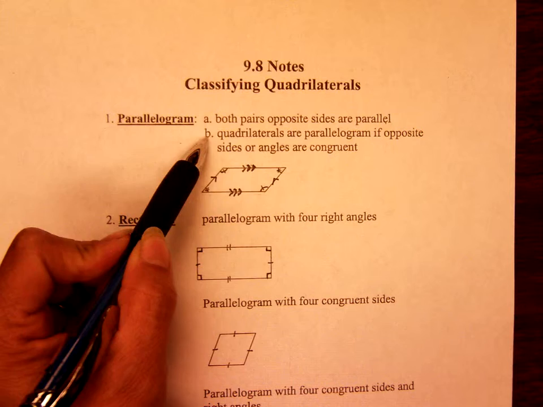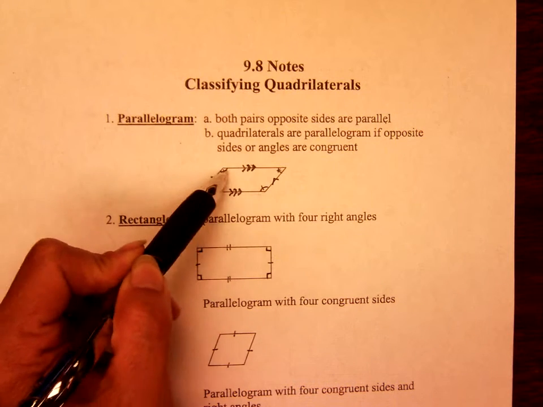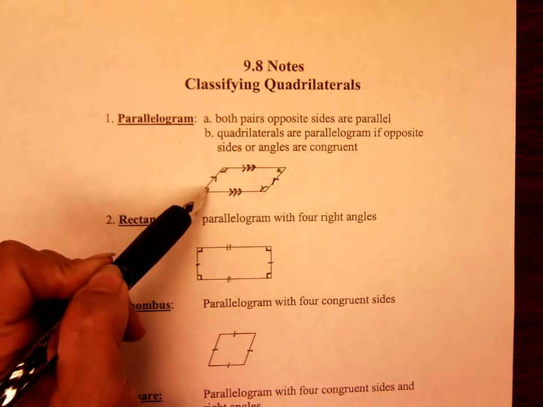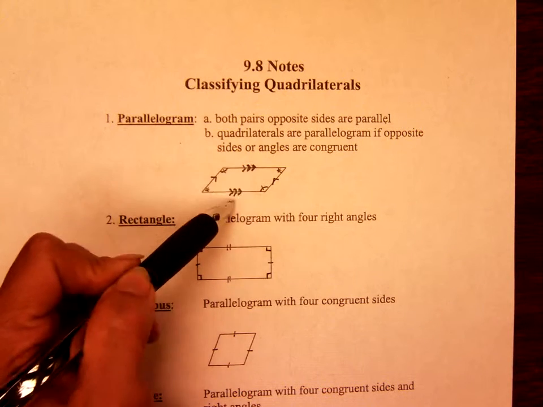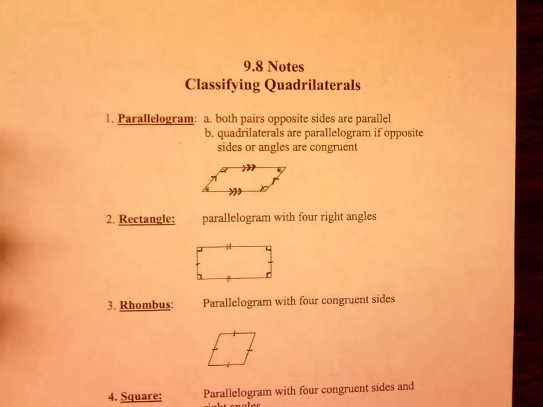Quadrilaterals are parallelograms if opposite sides or angles are congruent. So this angle here is opposite, and they're congruent. That means they're the same angle. These sides are congruent, meaning they're the same length, and these sides are the same length.